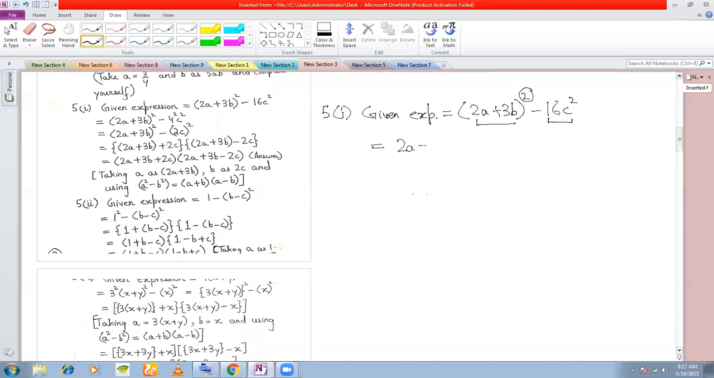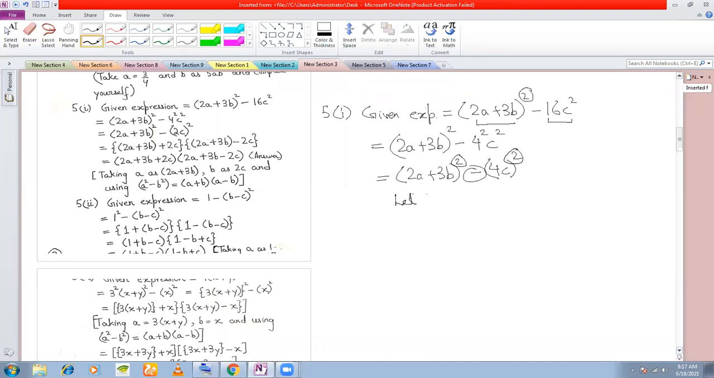So what you do is you write this as it is, (2a + 3b) whole square, minus 16 can be written as 4 square, and c square we write as it is. So you have (2a + 3b) whole square, and 4 square c square can be written as the square of 4c, right? So now this has become a difference of two squares, because there is a square here and a square here and there's a minus sign.